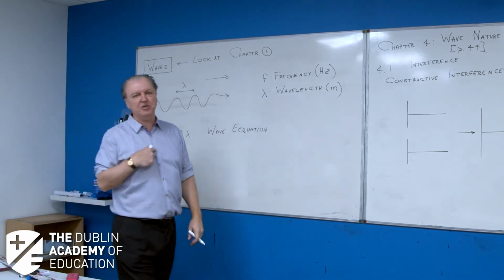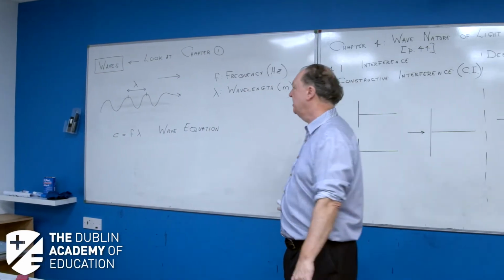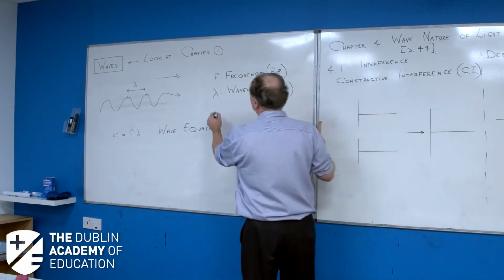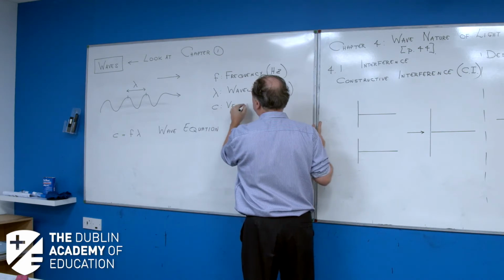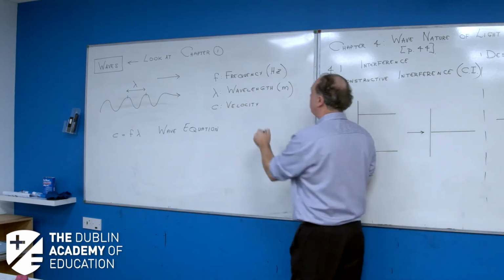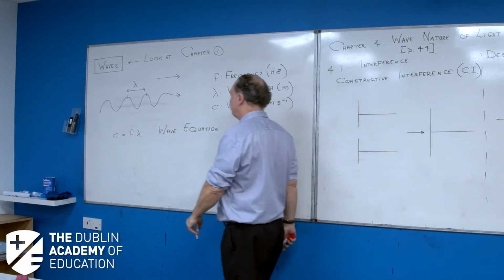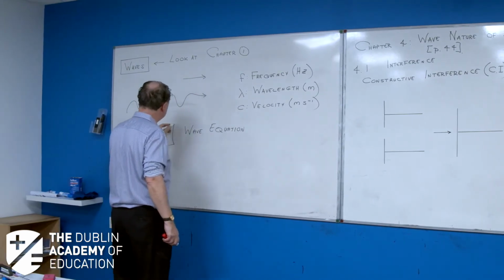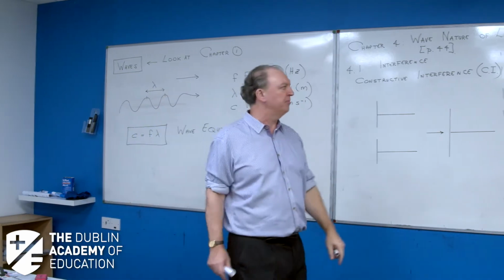Now I tend to use c for the most famous speed of all, which is the speed of light, 3 by 10 to the power of 8 meters per second. But they're using c in general for speed. So it's the velocity or the speed of the wave. And speed, velocity, is measured in meters per second. That's your famous wave equation. You're going to use that, as I said, 3 or 4 times in June.